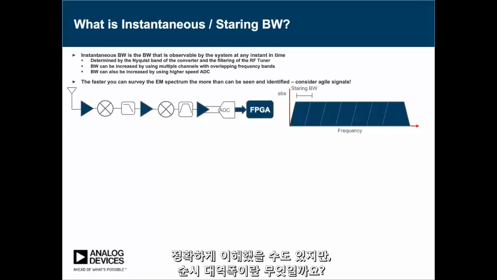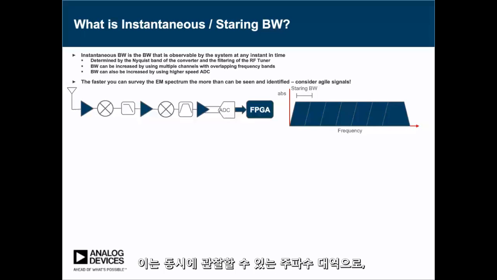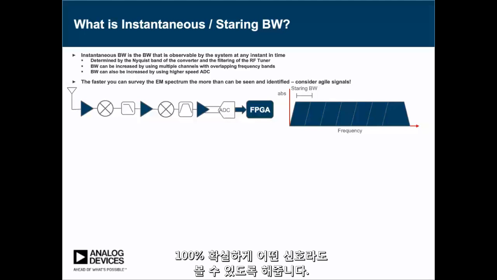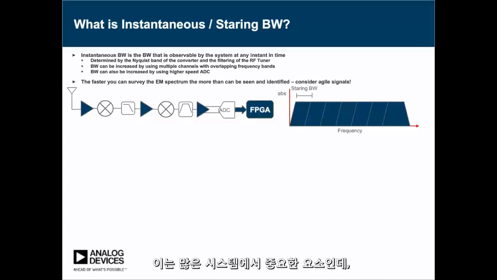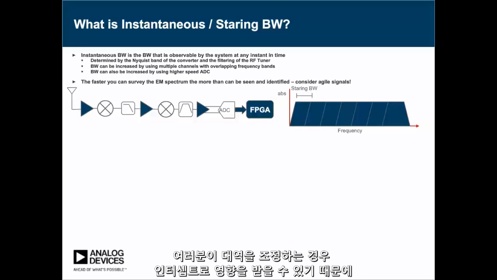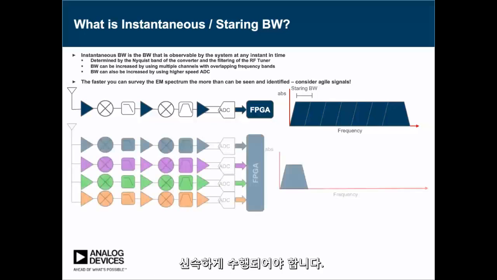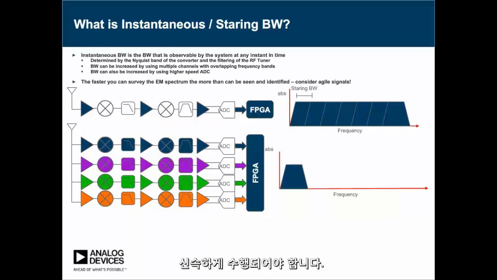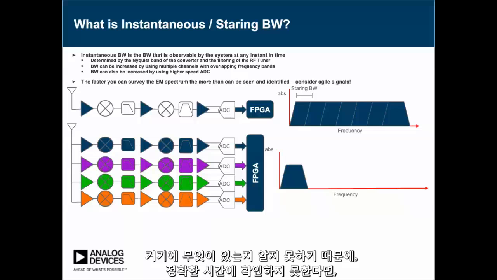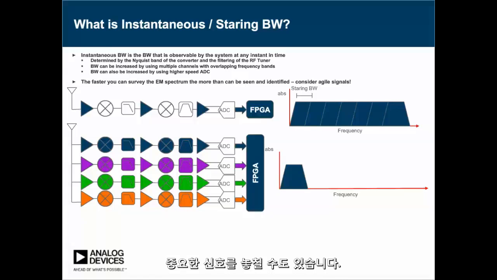So, may seem obvious, but what is an instantaneous bandwidth? Well, that's the frequency band that you can look at one time and have 100% certainty that you're going to see any signal there. That's an important thing for a lot of systems. So as you tune across the band, you need to do that quickly because that's going to affect your probability of intercept. Remember, you don't know what's out there. So if you're not looking at the right time, you could miss an important signal.